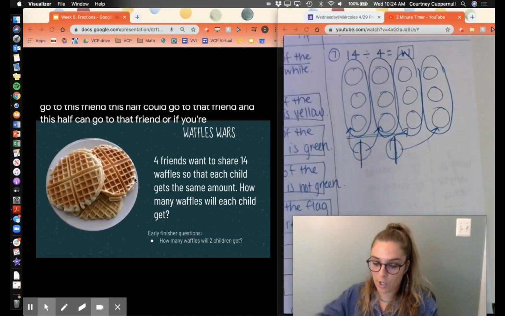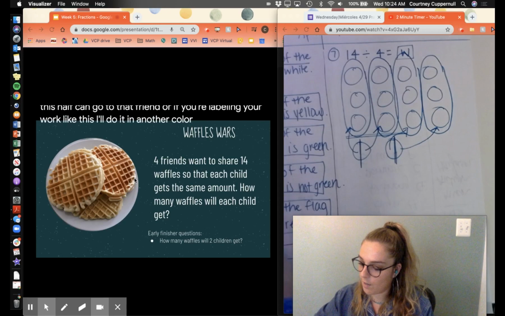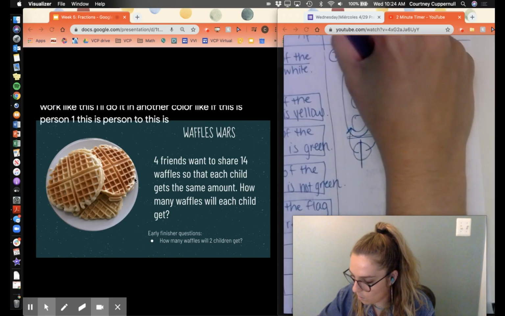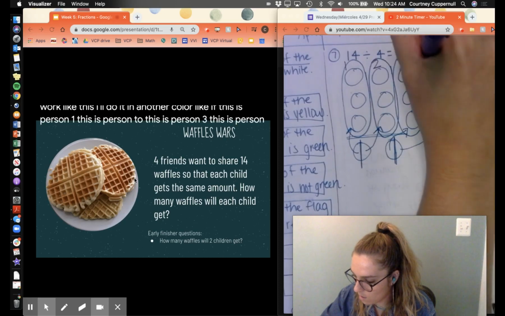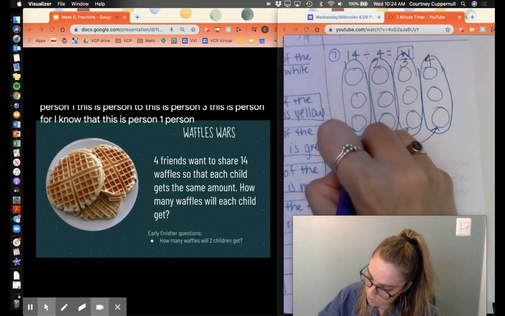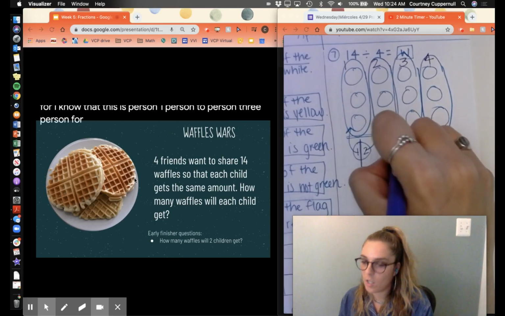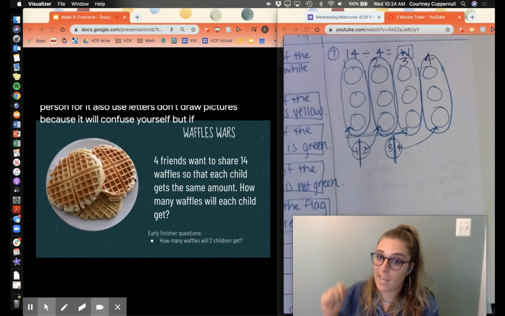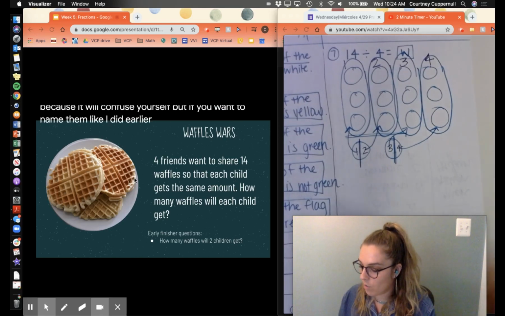Or if you're labeling your work like this, I'll do it in another color. Like if this is person 1, this is person 2, this is person 3, this is person 4. I know that this is person 1, person 2, person 3, person 4. You could also use letters. Don't draw pictures because it'll confuse yourself. But if you want to name them, like I did earlier, you can do that too.